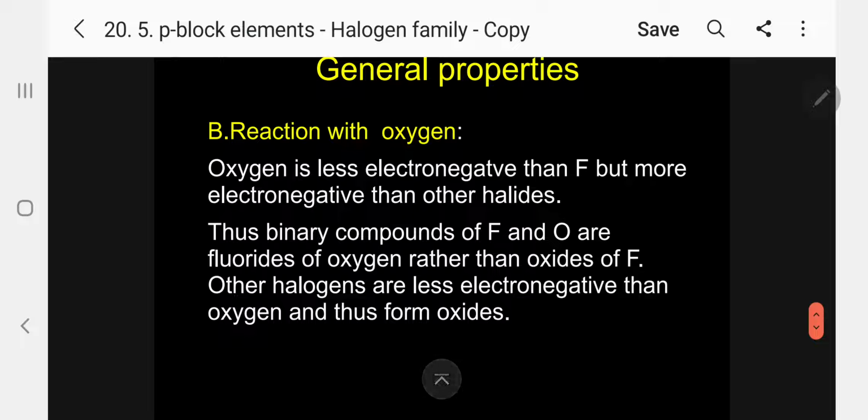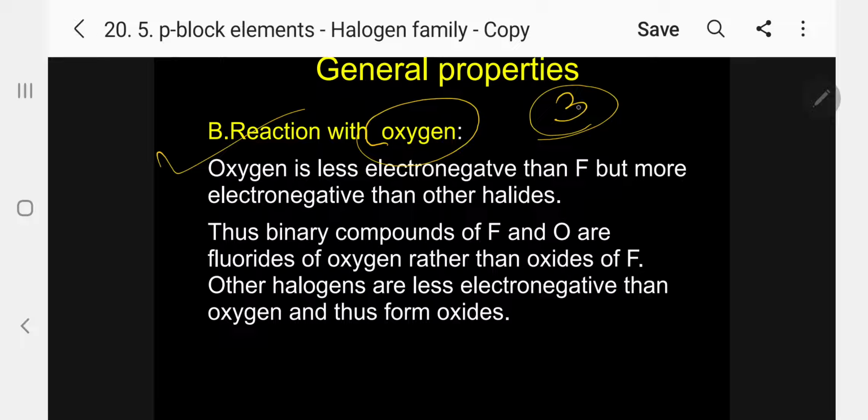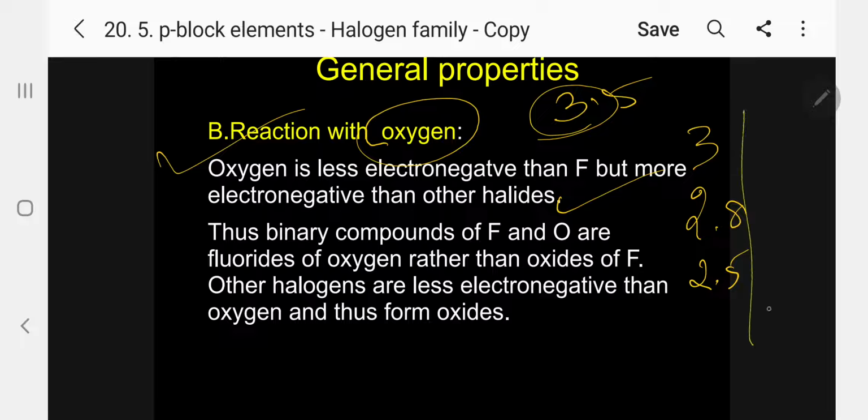Then the reaction of halogens with oxygen. Oxygen is less electronegative than fluorine. Oxygen is 3.5, the second most electronegative element. First is fluorine, second is oxygen. Oxygen is less electronegative than fluorine, but more electronegative than the other halogens. Please follow. The other halogens: chlorine 3, bromine 2.8, iodine 2.5. So when you compare chlorine, bromine and iodine, oxygen has the greater value.